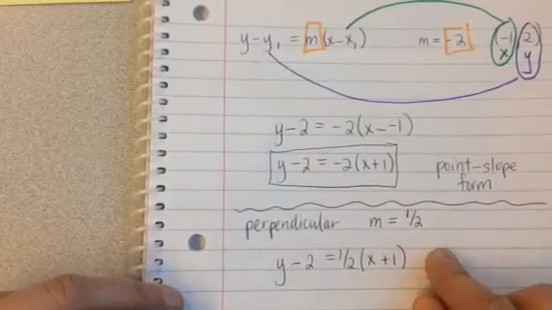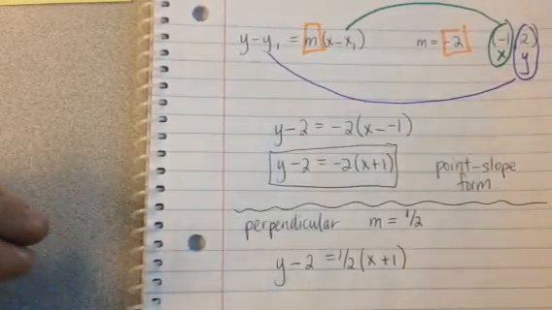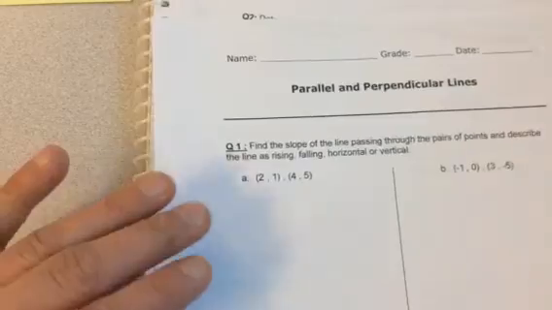With those hints, you should be able to do your parallel and perpendicular review, which is this paper right here.